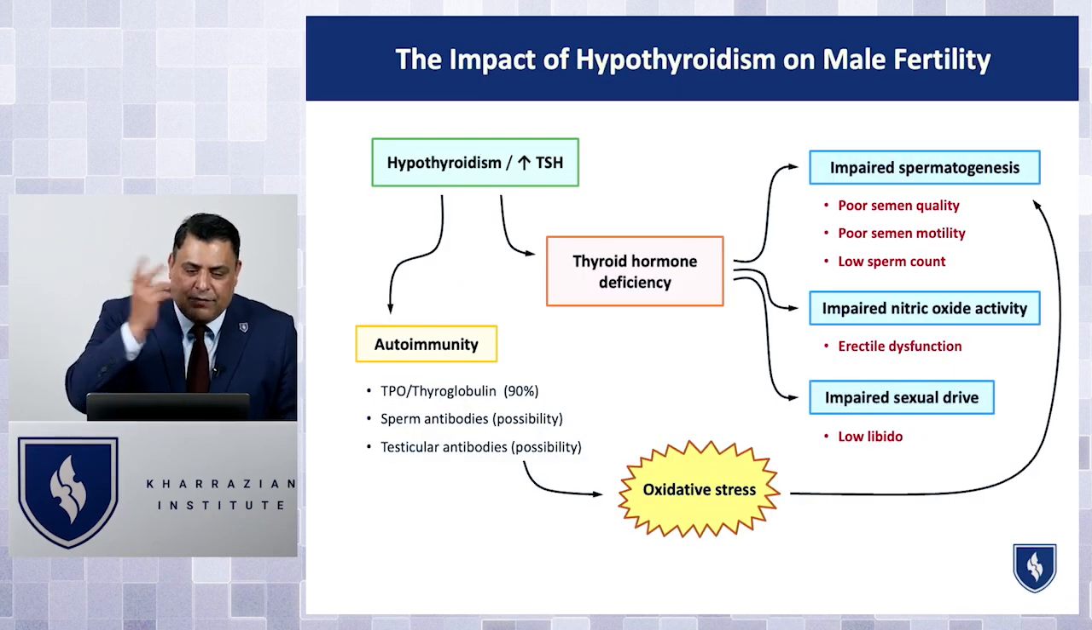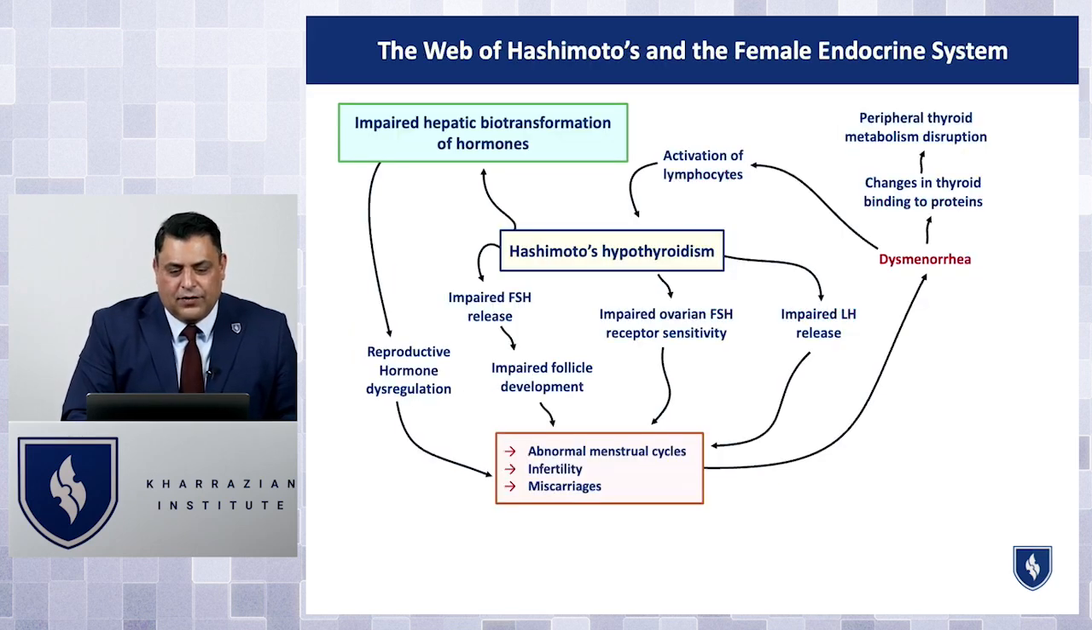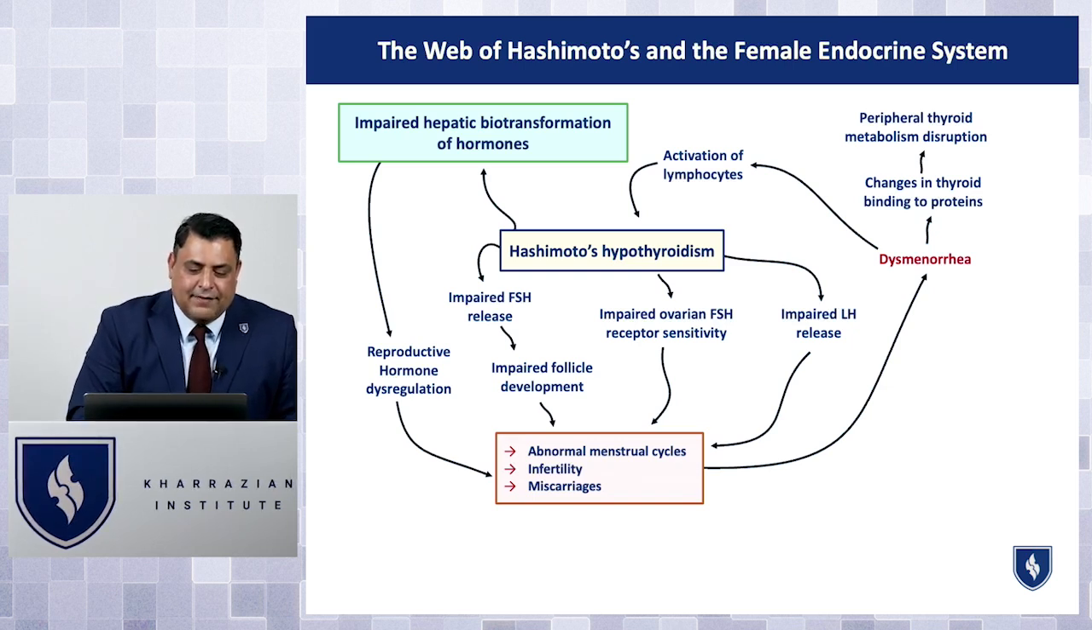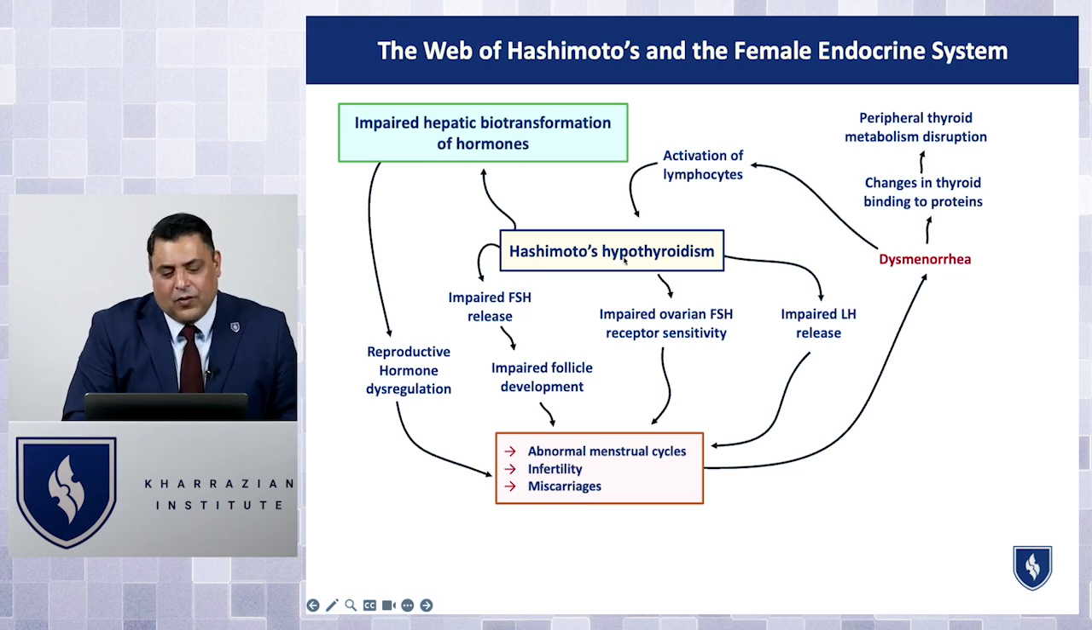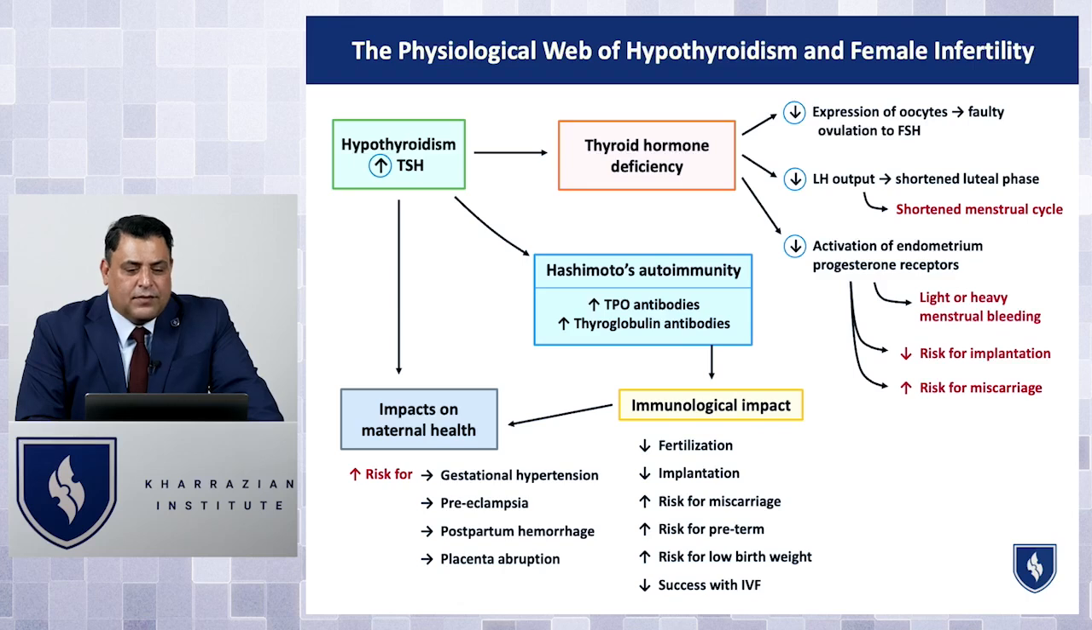And then male fertility, same thing. Any type of poor semen quality, poor semen motility, low sperm count, any kind of erectile dysfunction, any kind of low libido, you've got to rule out hypothyroid issues. And then when you look at any type of dysmenorrhea, any kind of abnormal menstrual cycles, infertility, miscarriages, you've got to look at hypothyroidism. Thyroid hormones are necessary for FSH release, they're necessary for the receptors on the ovarian tissue to respond to FSH, and they're critical for LH release. So if a female has hypothyroidism, all types of female menstrual irregularities are possible.